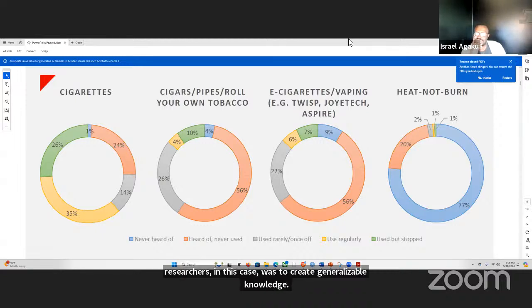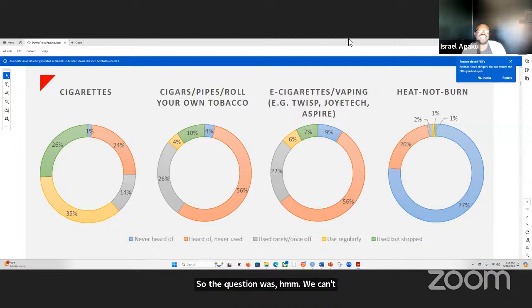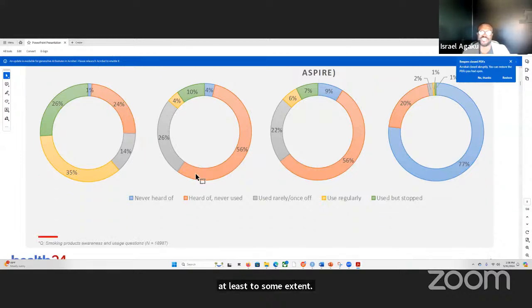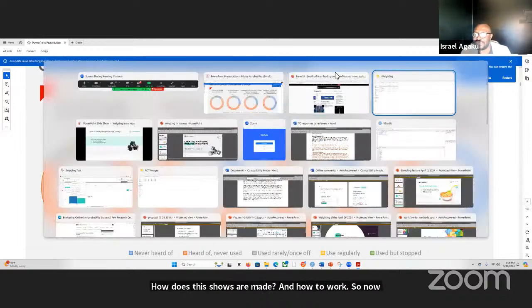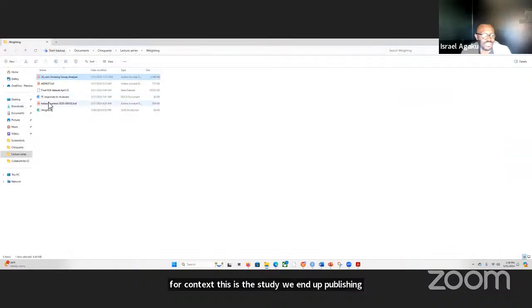So the question was, we came into this data late. They've already collected the data, but we need the data because it has a lot of information we need, right? We want to make this data representative, at least to some extent. So the only decision was to weight the data. I'm just giving you some historical perspective so that you can see how these decisions are made and how they work. So now for context, this is the study we ended up publishing from the data. Let me show you that.